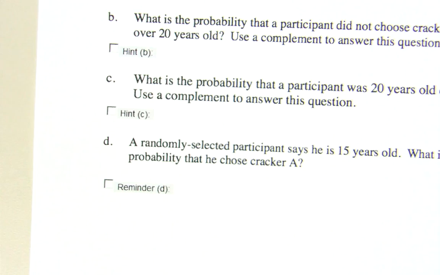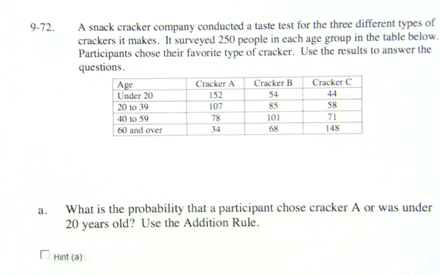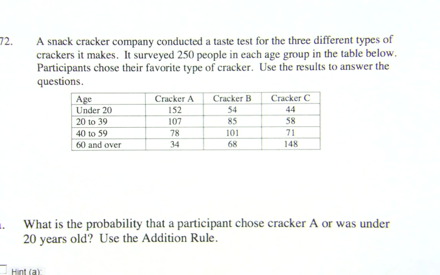72 now is a probability question. A snack cracker company conducted a test for 3 different types of crackers that it makes.